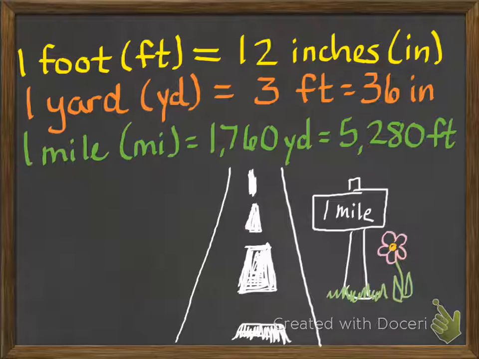And then lastly, 1 mile equals 1,760 yards or 5,280 feet. Okay? You're going to want to make sure that you write those 3 things down, those 3 different measurements. Write them down because we're going to be using them today.